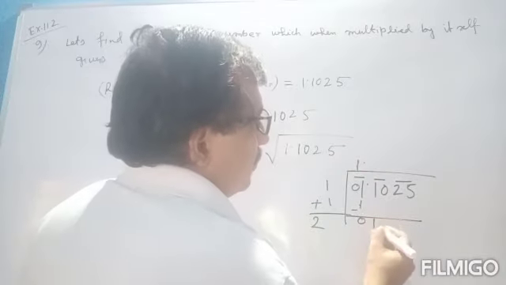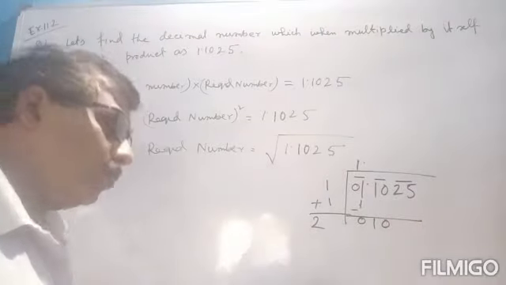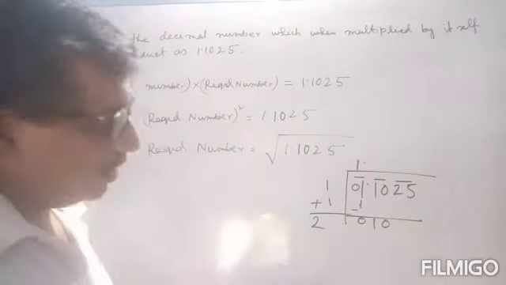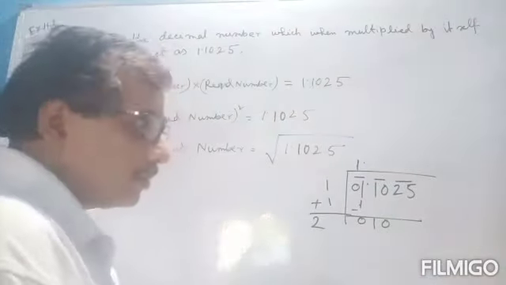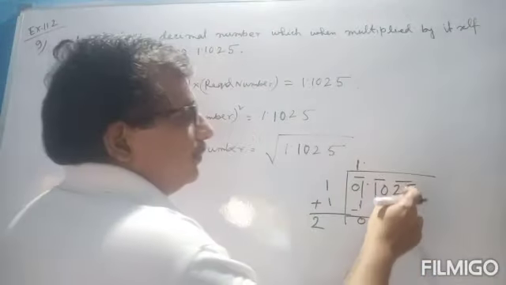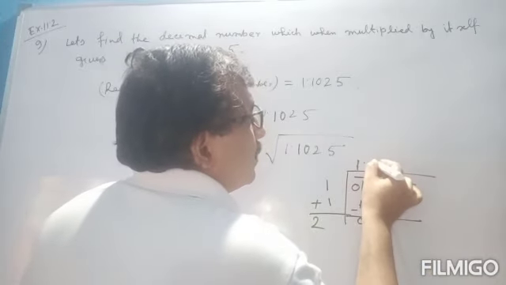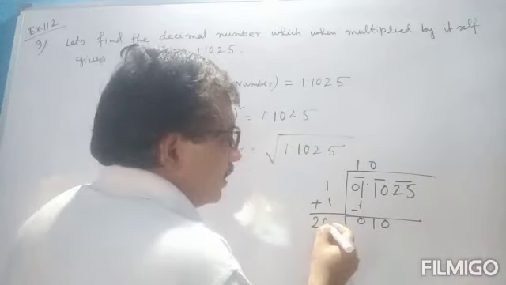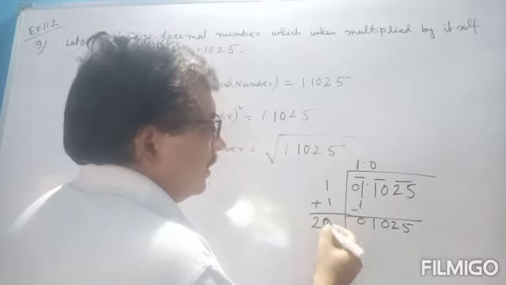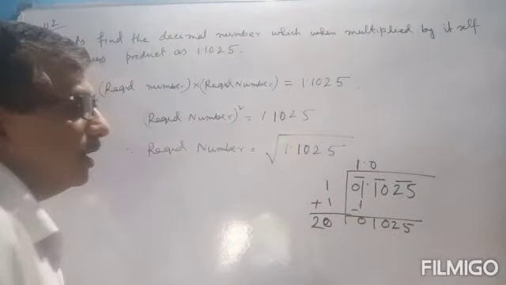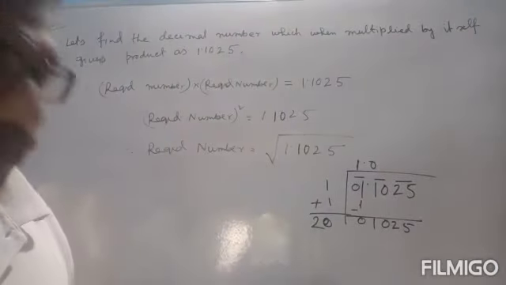Now 1 0 comes out, but here is 2. If we put 1, then we get 21. 21 into 1 is 21. So this is 10, which is not possible. So we have to take 25 also. So put here 25. If we take this number again, we have to put here 0. Here also a 0. Now take 25. Now we have to put a number which when multiplied gives less than or equal to 1025.